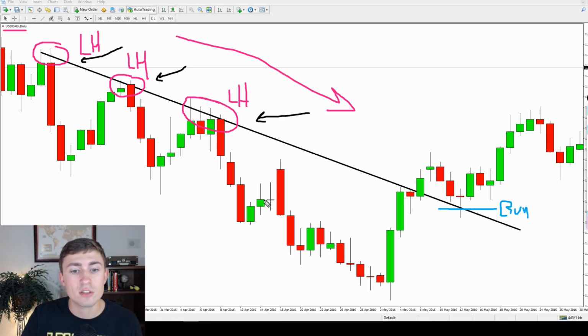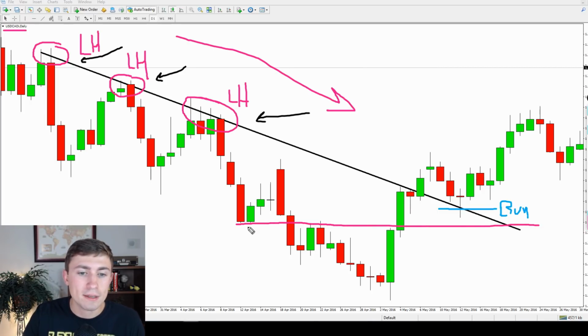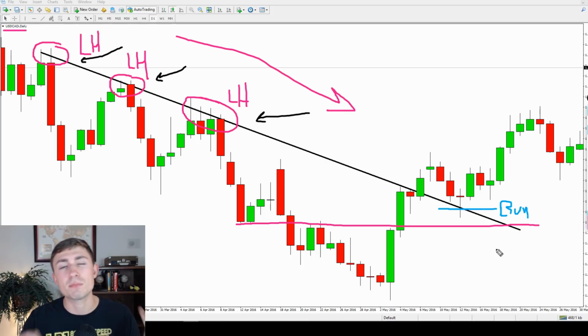Now, if you don't know what that means, I like to use structure as part of my entries and exits. So if we take a look left, this level here looks like a pretty interesting level to me, right? This level of support became resistance. And so if price significantly breaks underneath that level, then I probably want to get out of the trade because price may just be kind of faking out and return back to a downtrend, right?